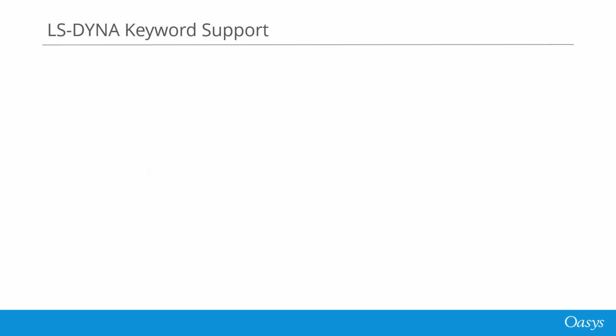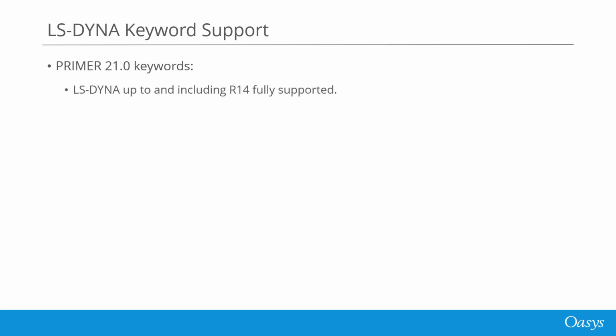This video will take you through the current keyword support in the Oasys LS-DYNA environment version 21. In Primer 21, all keywords up to and including LS-DYNA version R14 in volumes 1, 2, and 3 of the keyword manuals are fully supported. Furthermore, additions and modifications to some keywords introduced in R15 are also supported.